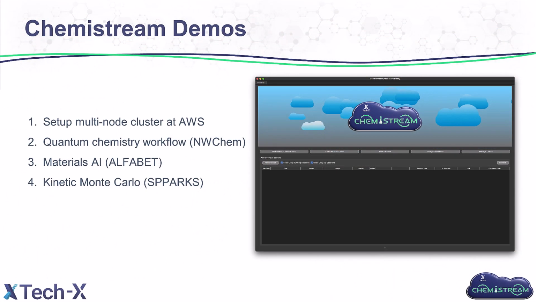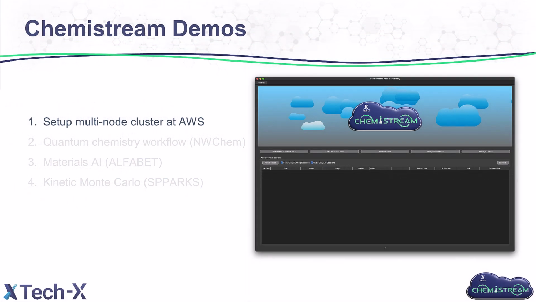Now let's go on to pre-recorded demonstrations of Chemistream that illustrate some of its capabilities. The first demo will show how a user can easily set up a multi-node cluster at AWS, while others are examples of specific workflows running a variety of material simulations and modeling engines. So first, let's see how to set up a multi-node cluster at AWS.